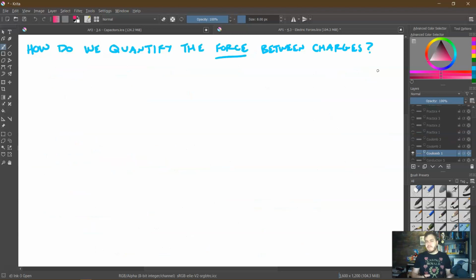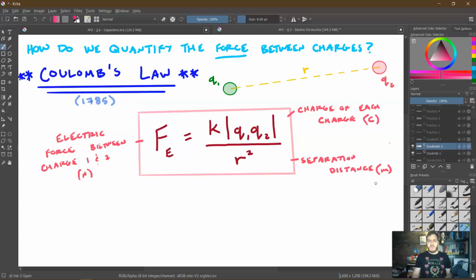Now, the last thing we want to talk about for this section, and really the last thing for the unit, is something that you should have learned in chemistry, but we're going to review, which is how do we quantify the force between electric charges. And we're going to use something that looks really familiar from chemistry, but actually even from earlier in this unit, which is known as Coulomb's law, which was established in 1785 by a physicist named Coulomb, which is where the name comes from.